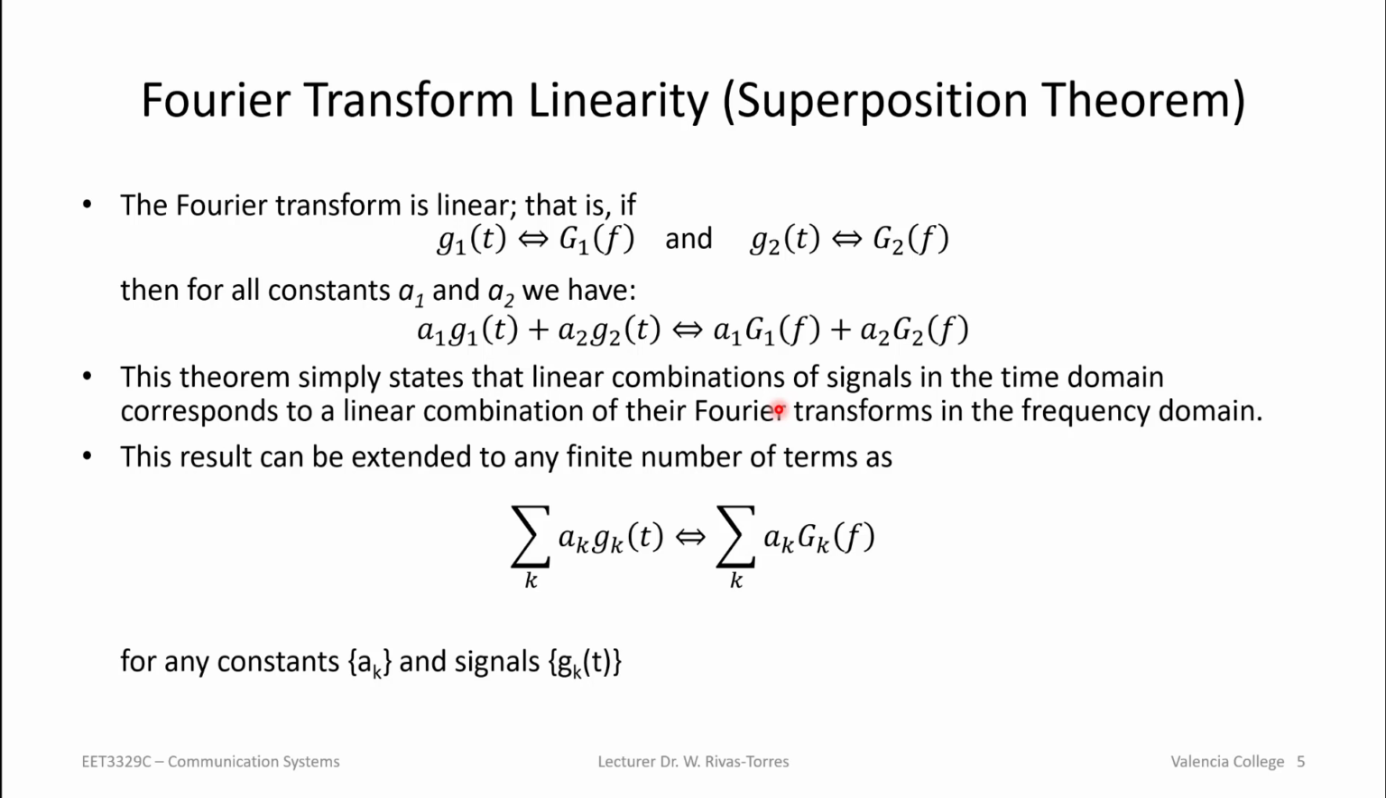And we can extend this to any finite number of terms. So you can have as many terms as you want that you sum in the time domain, and you can have the same linear combinations in the frequency domain, as long as you can determine the Fourier transform of all the gk(t)'s. Okay?